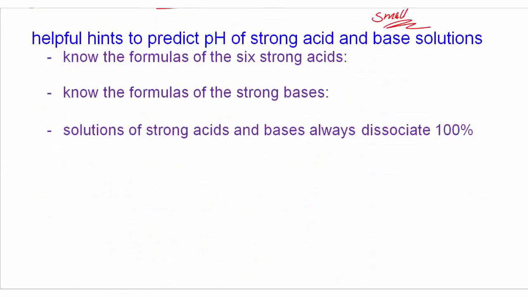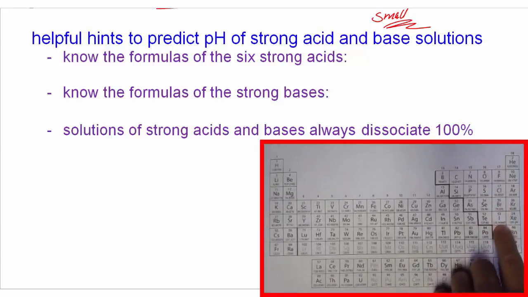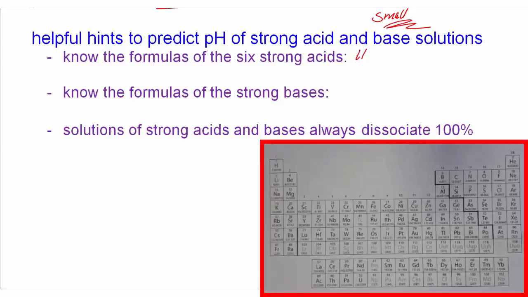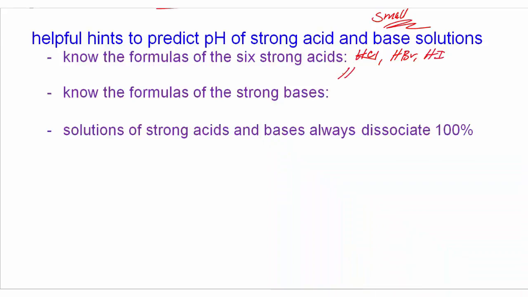So here are some helpful hints to predict the pH of strong acid and base solutions. So just know these things, and that will help us out in the homework. Know the formulas of the 6 strong acids. Well, remember the periodic table gave us half of them, HCl, HBr, and HI. Then the others were like nitric acid, perchloric acid, and sulfuric acid.